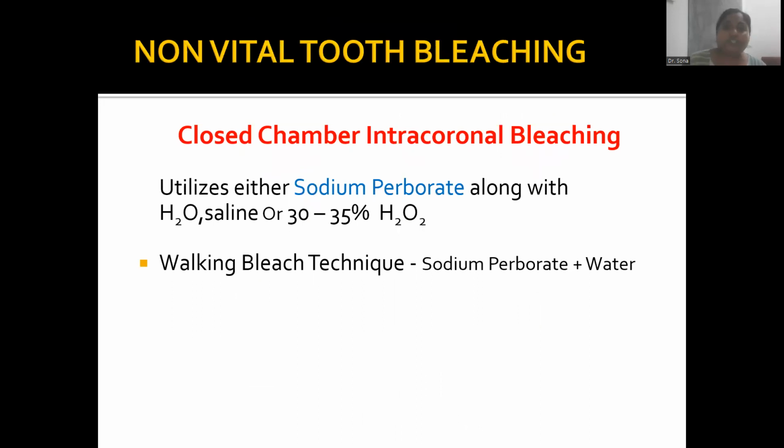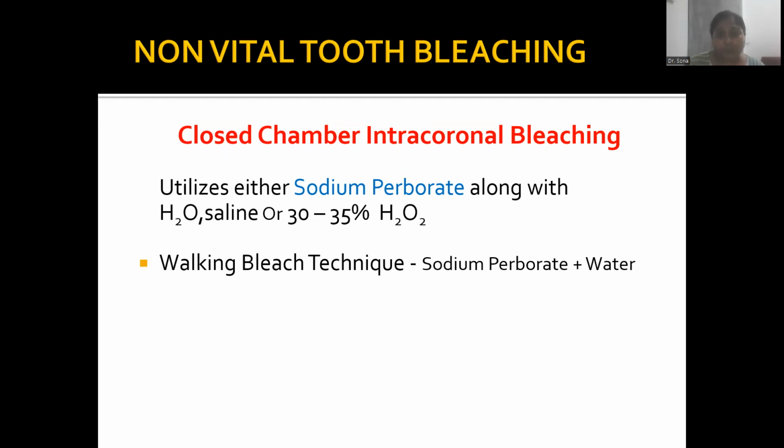Today we will not be discussing vital tooth bleaching; that will be covered in another session. Today we are mainly discussing non-vital tooth bleaching, in which, post-trauma, the patient reports to you with one or two discolored teeth. How will you treat such cases? First you have to do a root canal. It's a non-vital tooth, so first you have to do root canal treatment, and once you have done a good obturation with a good seal, then you go ahead with the non-vital tooth bleaching.